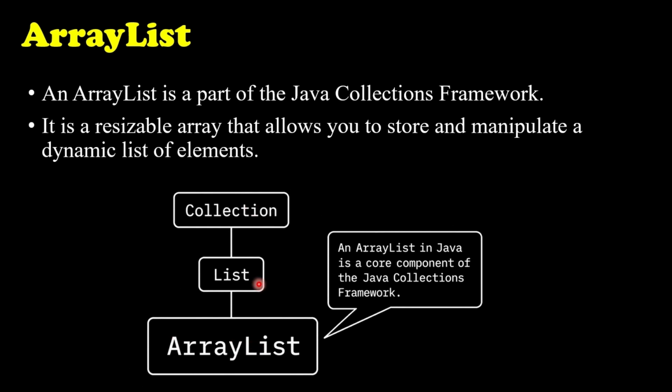ArrayList is a class, List is an interface, and Collection is also an interface. The List interface is derived from the Collection interface. The ArrayList is a class which is derived from the List interface. All the List interface methods are implemented in the ArrayList class.